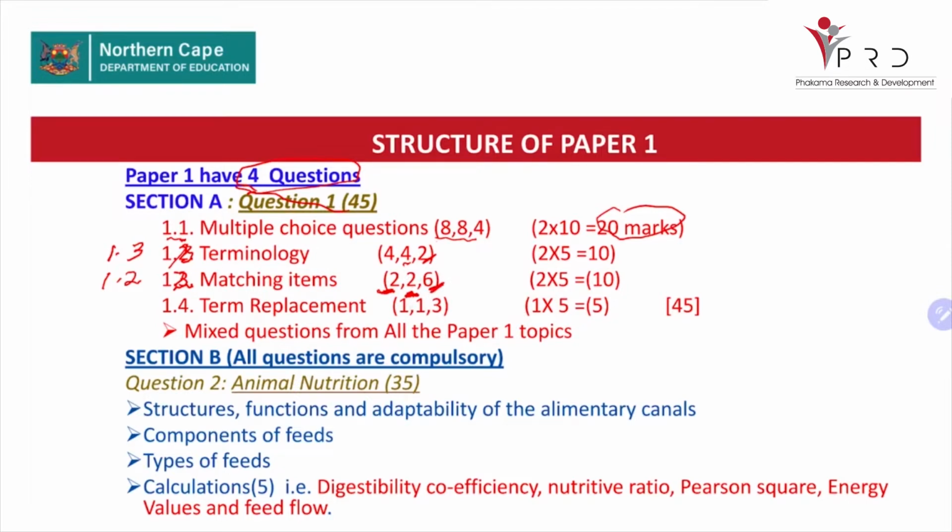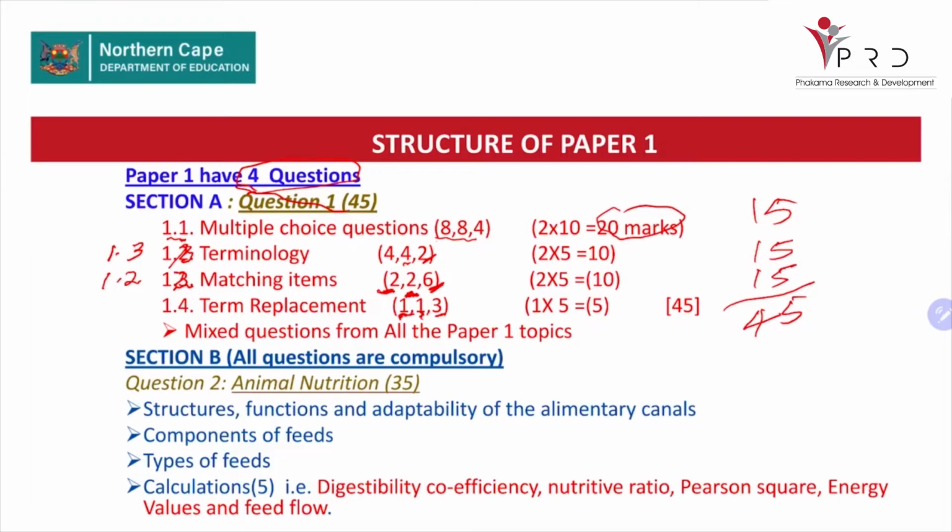And the last one, which is term replacement. Term replacement: 1 mark comes from animal nutrition, and 1 mark from animal protection and control. And the last 3 marks come from animal reproduction. If you check, animal nutrition has 15 marks, animal production, protection, and control is 15 marks, and animal reproduction is 15 marks, which gives you 45 marks. Then let's move to section B.